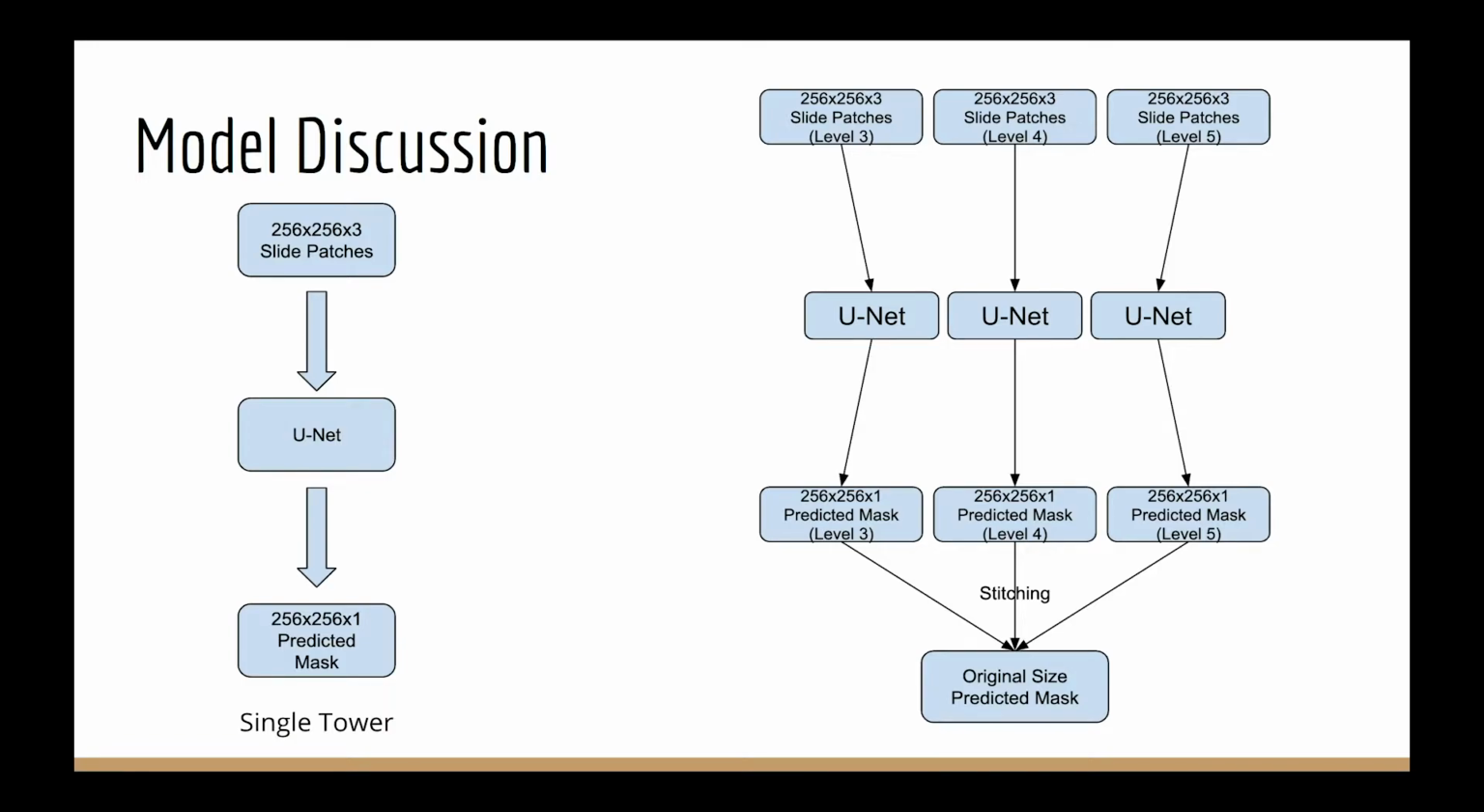We start with a single tower model, as you can see on the left. We train the model, and once we have a good result, we want to utilize the benefit of different levels of patches. So we build a multiple tower model to see if we can get a better result.